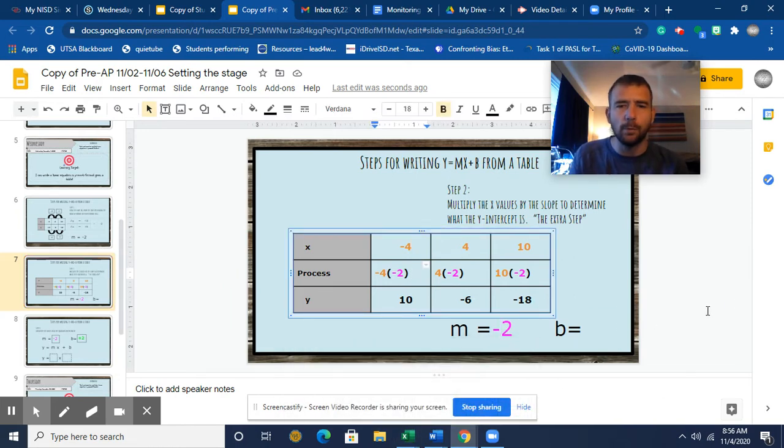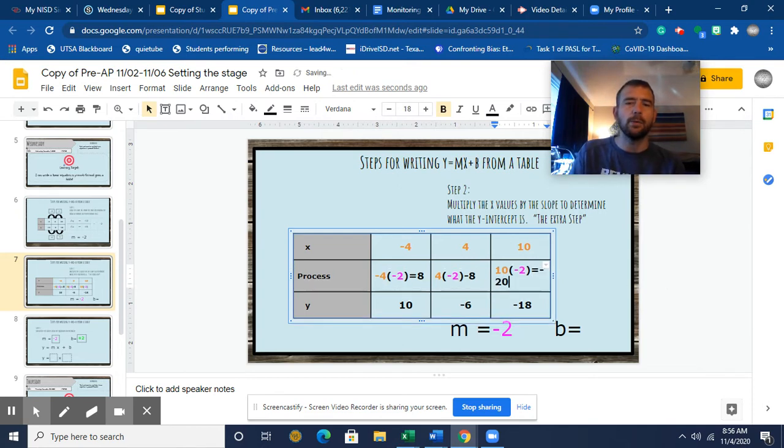Well, I know negative 4 times negative 2 is positive 8. I'm going to do it for this one as well. Positive 4 times negative 2 is negative 8. And 10 times negative 2 is going to be a negative 20. Now, what I notice is that they don't line up. 8 is not 10, negative 8 is not negative 6, and negative 20 is not negative 18.